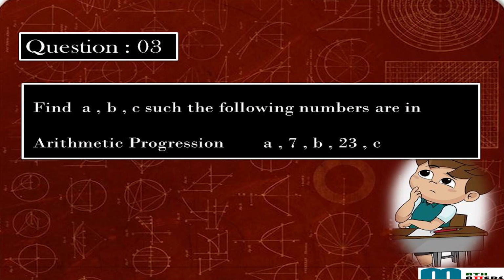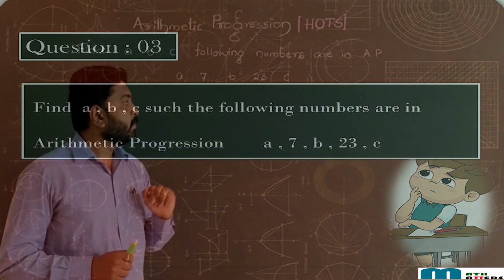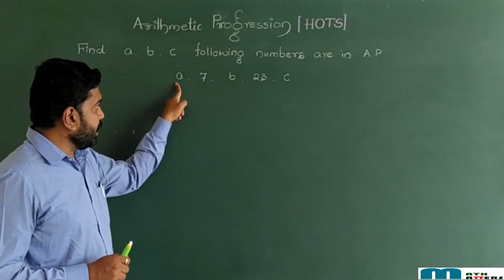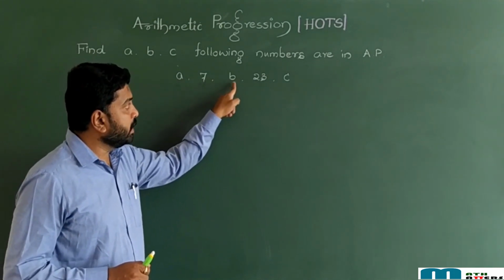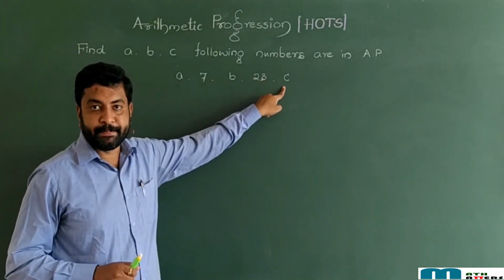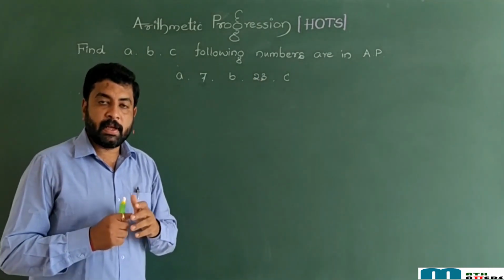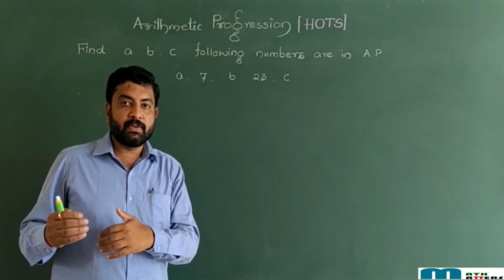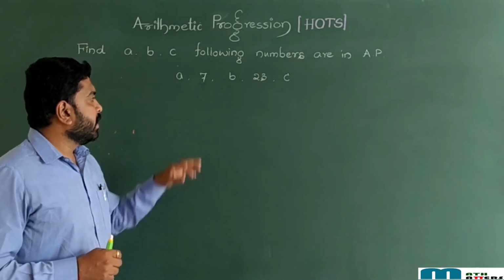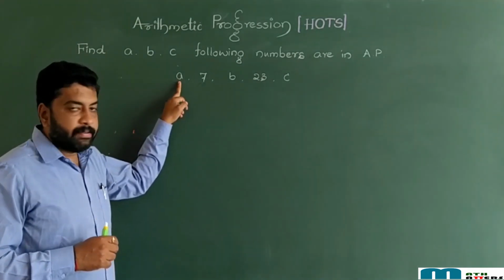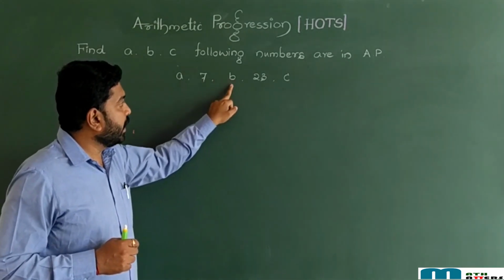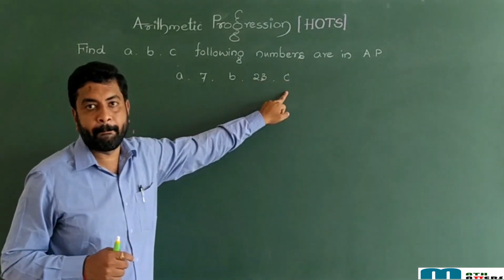Find a, b, c, if the following numbers are in AP: a, 7, b, 23 and c. These numbers are in arithmetic progression. Then find a, b, c. Three unknown values are given. As usual, this is a1, this is a2, a3, a4, a5.